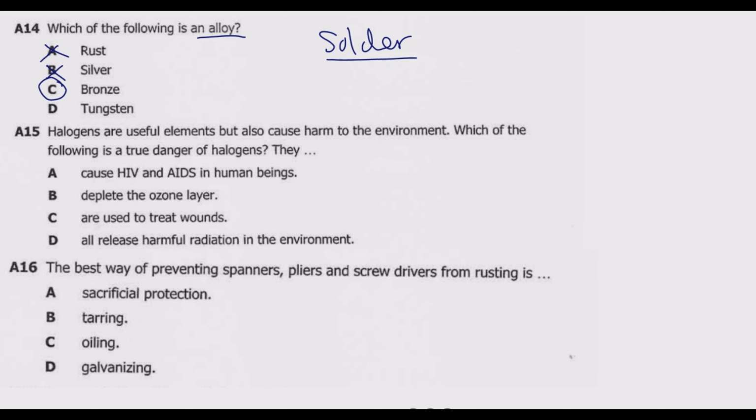If you look at question 15, it reads: halogens are useful elements but also cause harm to the environment. Which of the following is a true danger of halogens? So we are looking for the danger. A, cause HIV and AIDS in human beings. This is not true, so A is out. B, deplete the ozone layer. This one is true. You notice that chlorine in the atmosphere can destroy the ozone layer. So you note this is true.